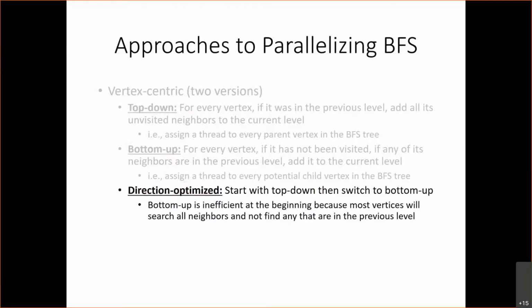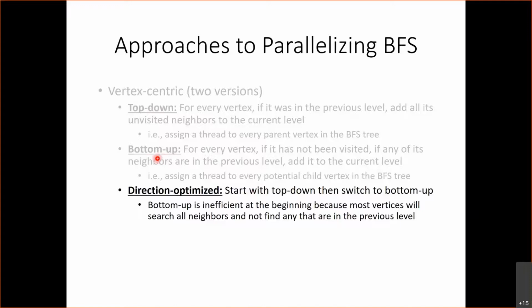Why? The top-down approach only goes through the neighbors in the neighbor lists of the vertices in the previous level. So in the initial iterations, I have very few vertices in the previous level, so the top-down approach is going to do very little work. Whereas in the initial iterations, the bottom-up approach is going to do a lot of work.